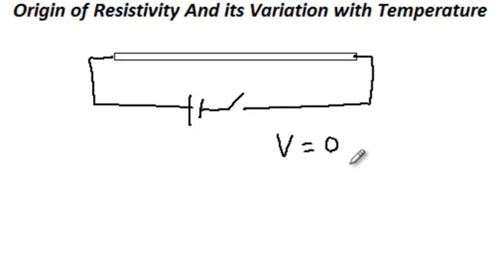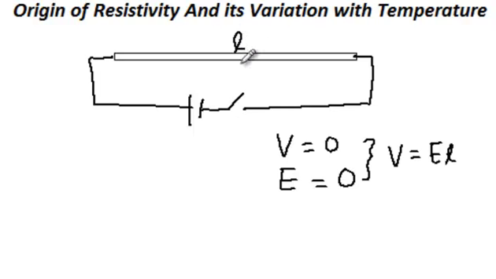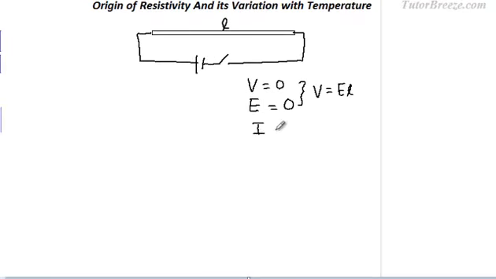Now you know that if V is equal to 0, then the electric field inside the conductor is also 0 everywhere. This relation is true because V is equal to E times L, where L is the length of this conductor, V is the potential difference and E is the electric field. Now if the electric field is 0, the current is 0. So we are saying that if V is 0, then I is 0, which seems to be perfectly fine, that if the potential across the conductor is 0, then the current is 0.